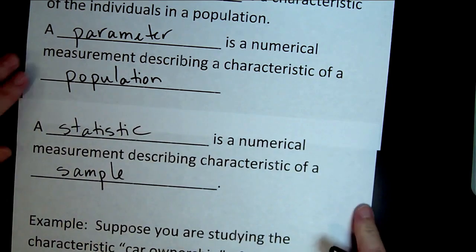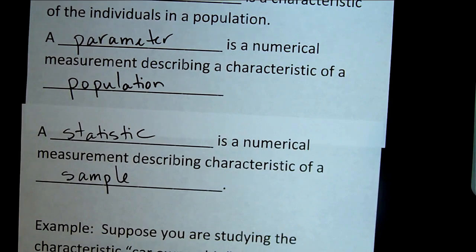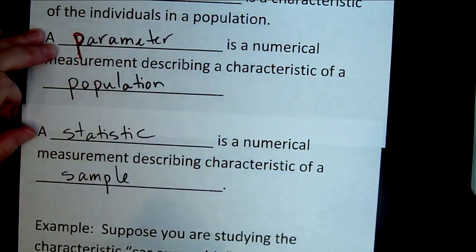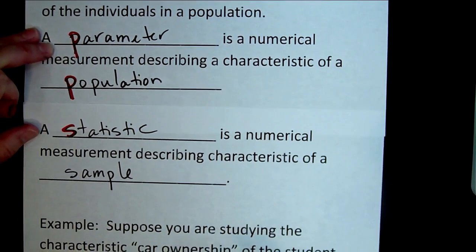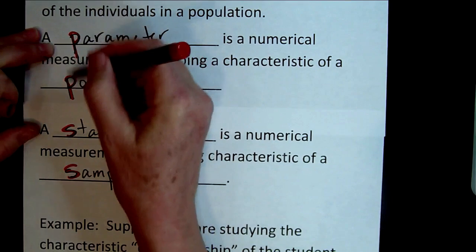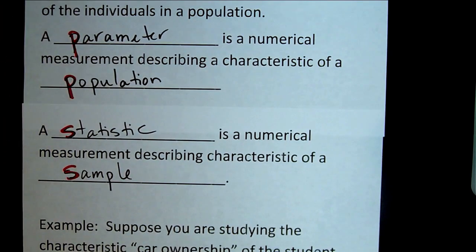Now, the way I remember the difference between a parameter and a statistic: notice the parameter starts with a P. It measures the population, which also starts with a P. Whereas the statistic is a measurement describing the sample. So see, the P's go together and the S's go together. So parameters are for the population. Statistics are for the sample. Okay, not to be confused with the science of statistics, which refers to the whole process of collecting, organizing, summarizing, and analyzing data, and then drawing conclusions based on the data.